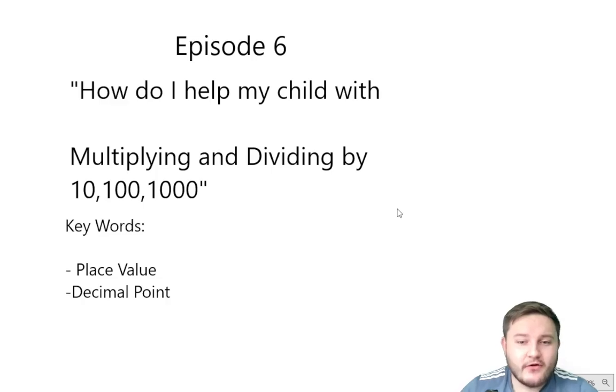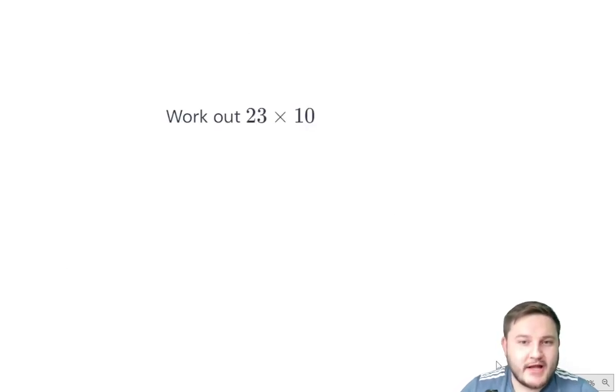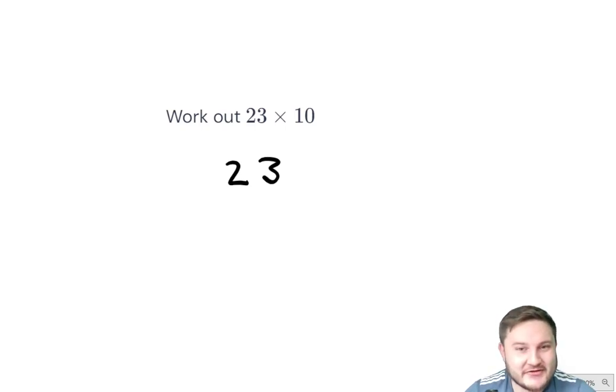Well, let's start off with an example where we are multiplying by 10. Now, this is quite a standard, very basic example, but I just want to show you the method, the idea behind it. So if you imagine I've got the number 23. Now, thanks to the number system that we use, the decimal system, multiplying by 10, 100, and 1000 is actually a lot easier than multiplying by anything else because of the system that we use.